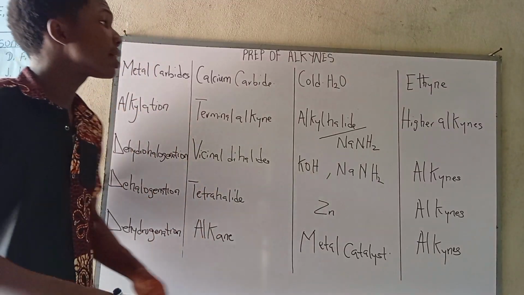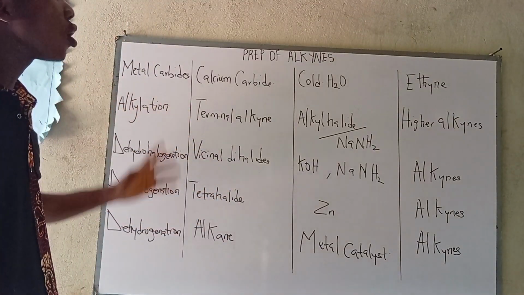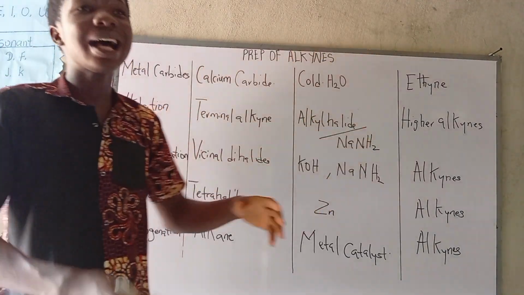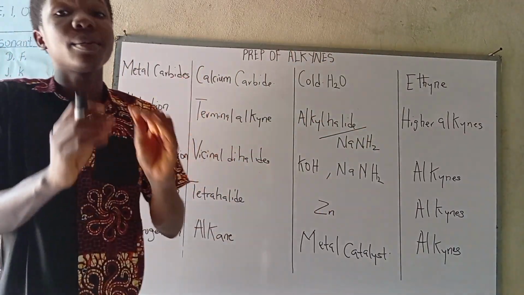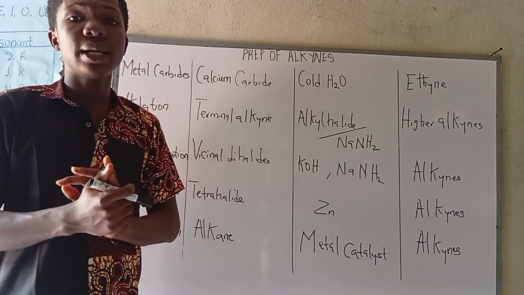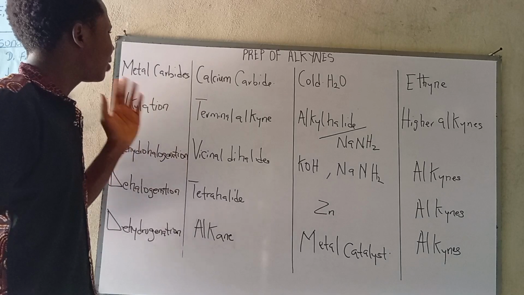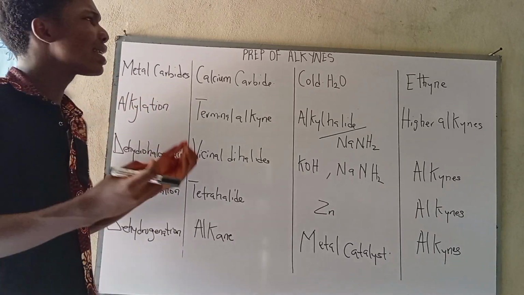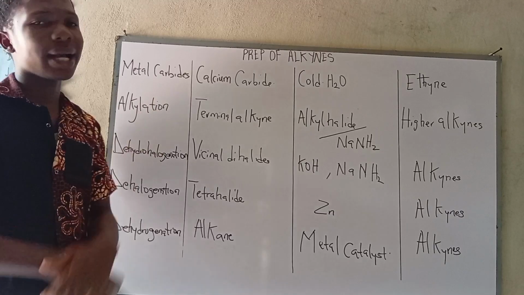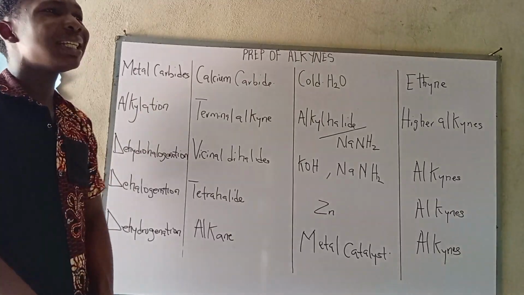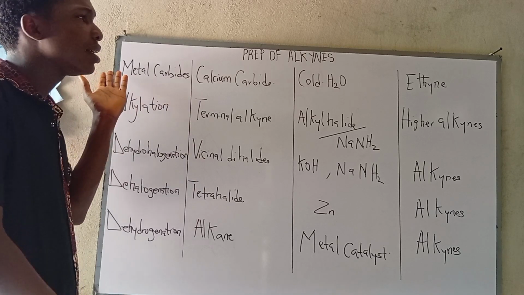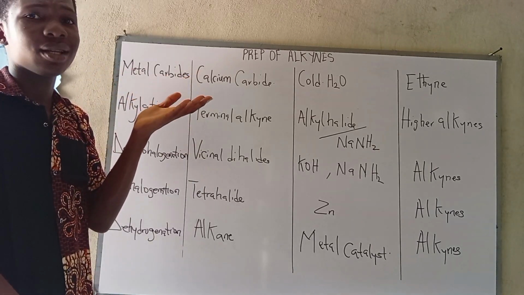Alright, welcome to CARBIDES. I'm going to briefly explain the mechanism on how we're actually going to prepare alkynes. I have 5 methods with me here, and I'm going to explain how we can actually do them with ease. Now, let's go. The first one: we get alkynes from what? Metal carbides. And that's not all. It's called hydration of what? Metal carbides. Do you understand?